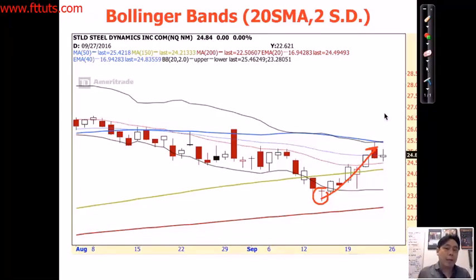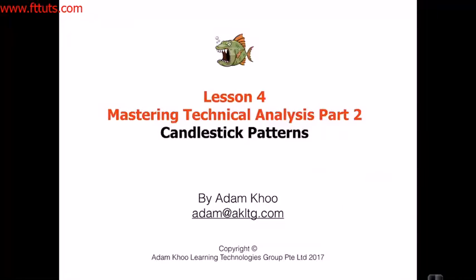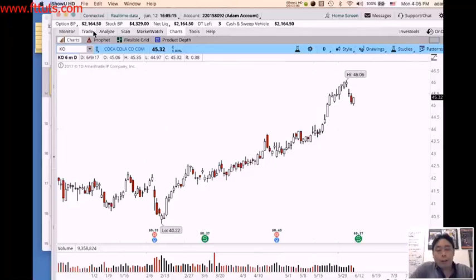So these are my three go-to indicators, all right? Trend following MACD, oscillator full stochastics, as well as the Bollinger Bands. So now let's take a look at candlestick patterns. All right, so let's jump into the lesson on candlestick patterns.